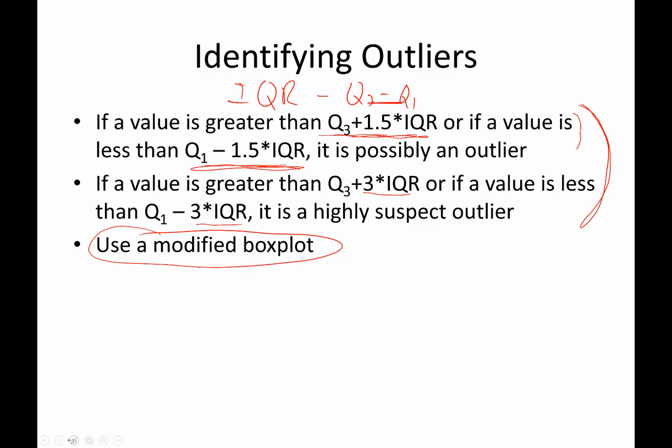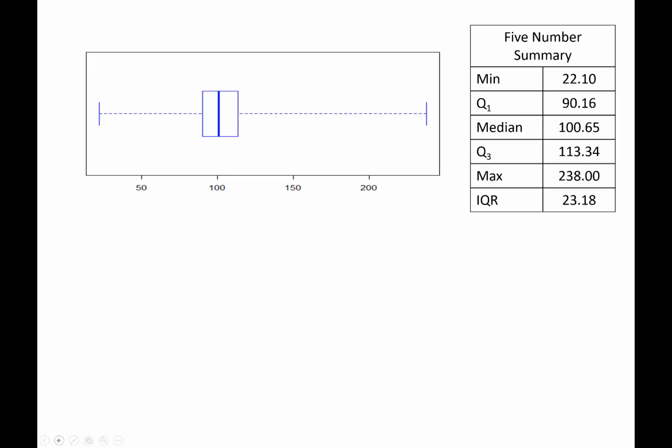And so again, just a quick review. Here, this is a standard box plot, right? It's our 5-number summary over here: our minimum, Q1, the median, Q3, and the max. So here's our box plot.